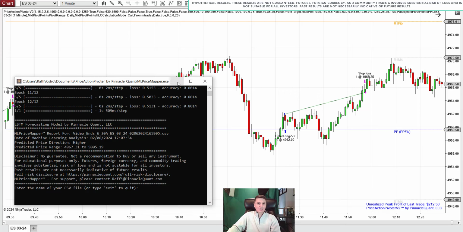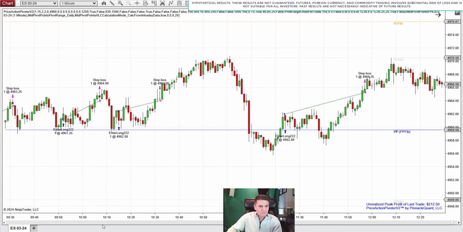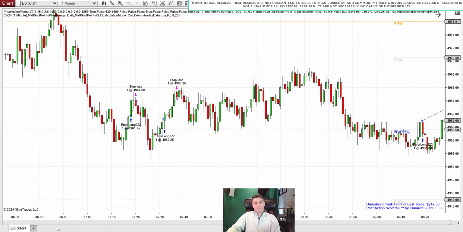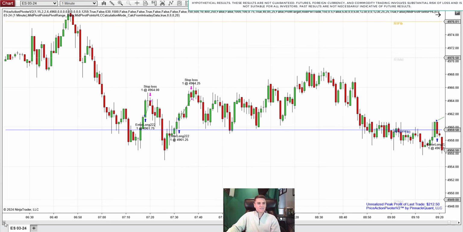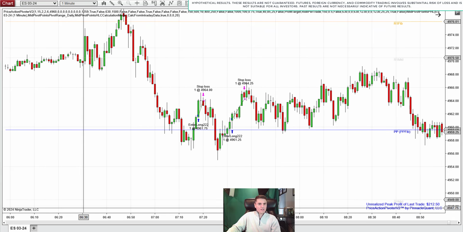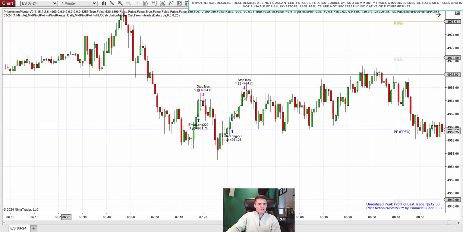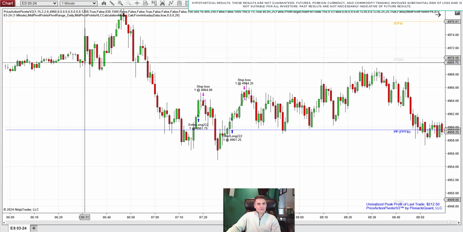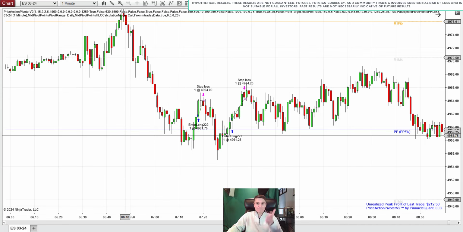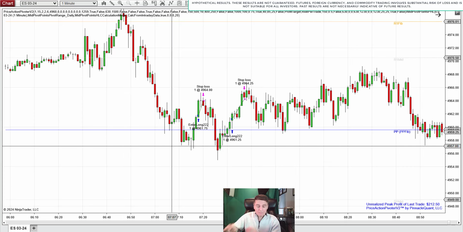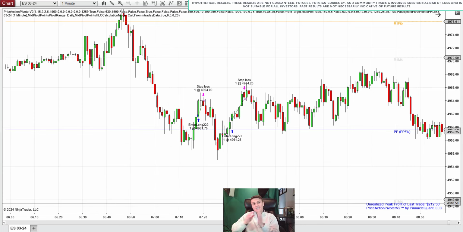In fact, let's see that. Did it go higher? Okay, so remember it said that from the close price at 6:30, which is right here, this is 6:30, and it closed at 49.69.75. The prediction the LSTM model MLPriceMapper is making is that it's going to be higher by RTH close.